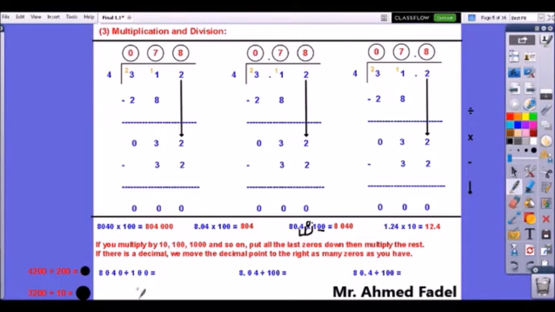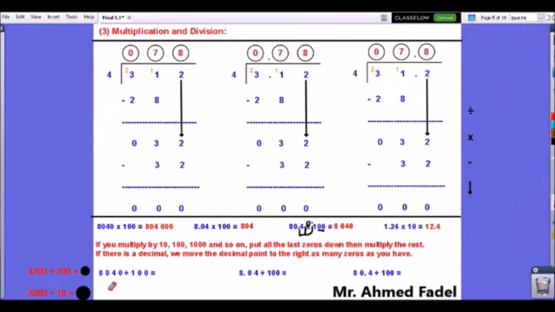Okay, if it's division, what are we going to do then? Let's have a look at this. Here you want to divide 1040 by 100. What are we going to do? Well, in division, you do the opposite exactly. In multiplication, we used to move to the right as many zeros as we had. But here, in division, you take the decimal point to the left.